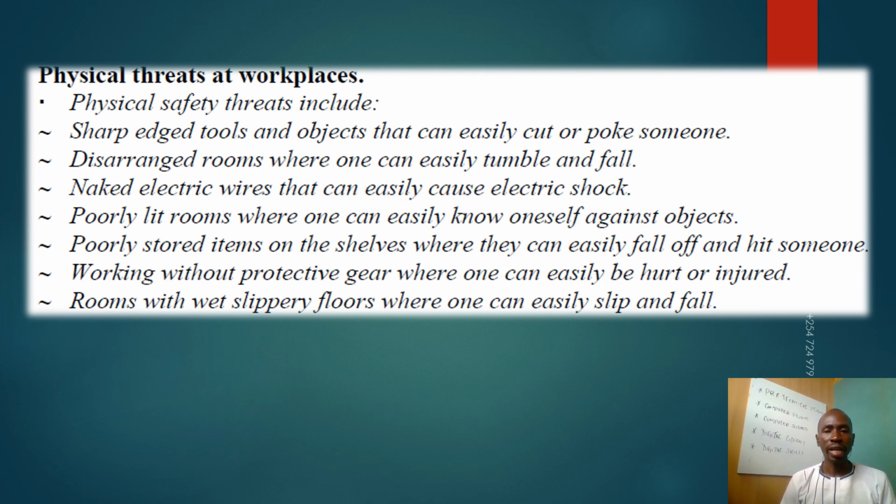Then poorly stored items on the shelves can easily fall off and hit somebody. So if the shelves around you have objects, they should be well arranged so that you may avoid accidents, because some of the objects may fall, and if they are heavy and sharp, they may cause harm to somebody. Another physical threat is working without protective gear, where one can easily be hurt or injured.